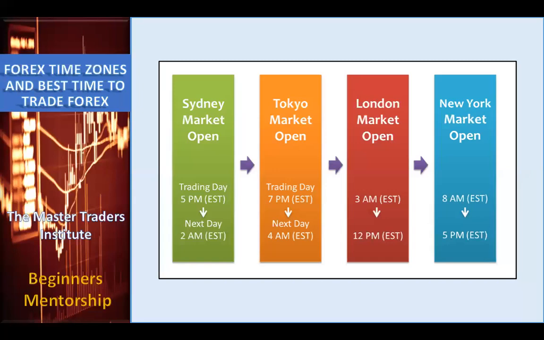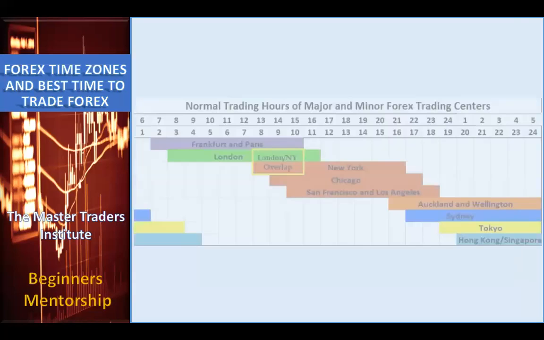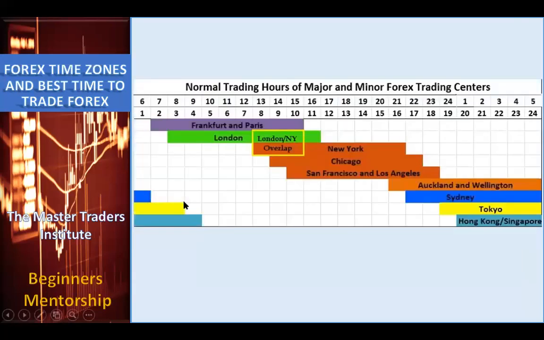We have the Tokyo market. The second market that opens is the Tokyo market. After the Sydney market, you have the Tokyo market. And then we have the London market, and then we have the New York market. Now, these are the different time zones. We have the trading hours.